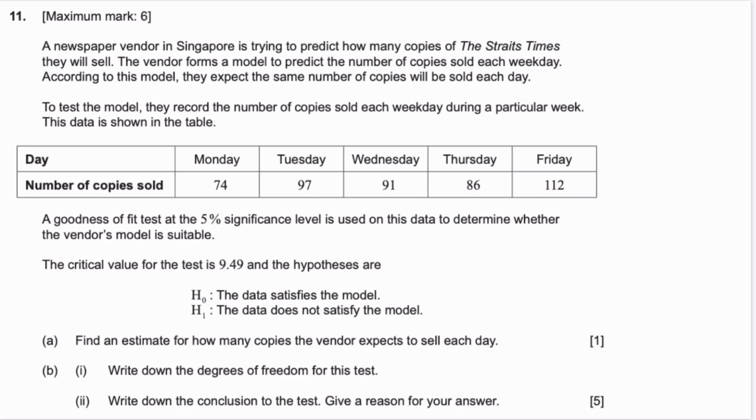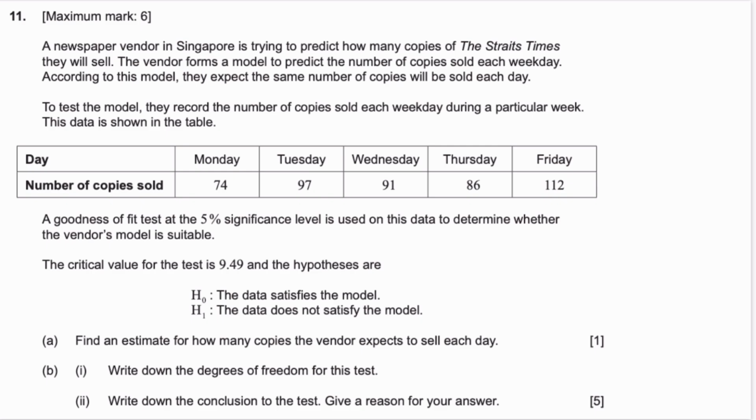Number 11, a newspaper vendor in Singapore is trying to predict how many copies of the Straits Times they will sell. The vendor forms a model to predict the number of copies sold each weekday. According to this model, they expect the same number of copies will be sold each day. To test the model, they record the number of copies sold each weekday during a particular week. The data is shown in the table.